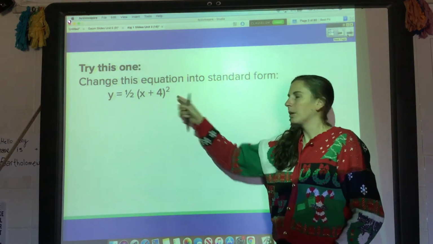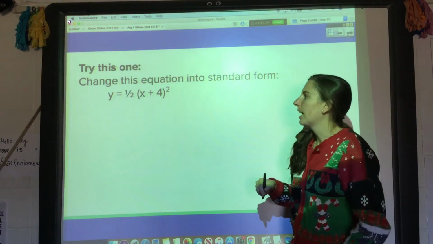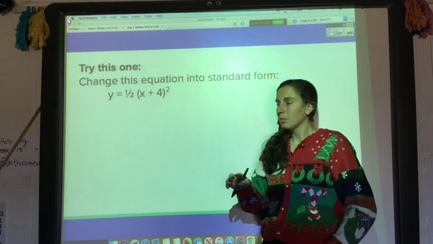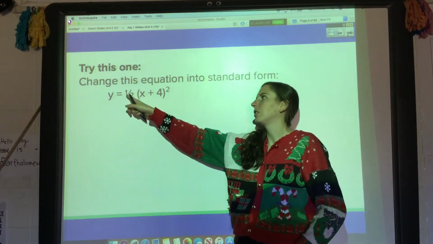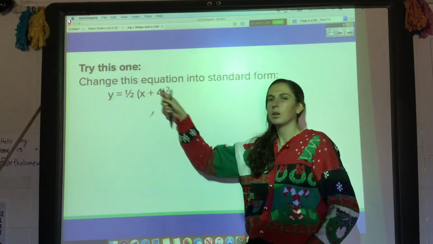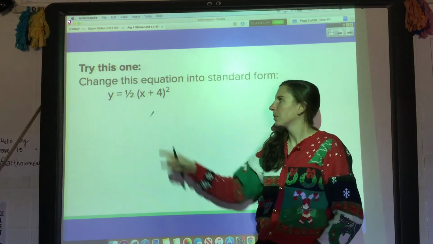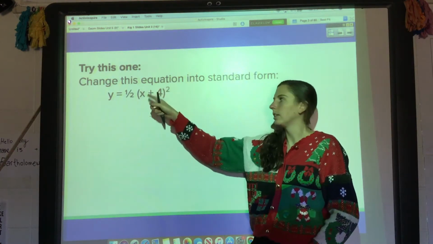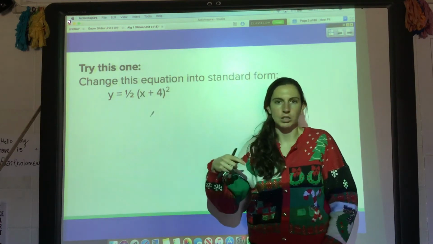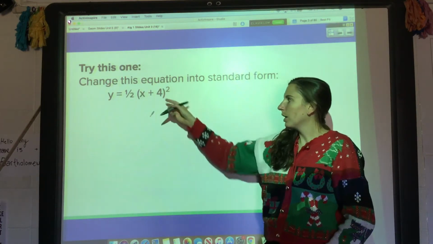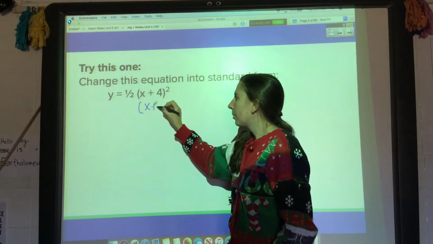There's no number on the end here, so I don't have to worry about that. But some people get confused and try to multiply the 1/2 right away. And you don't want to do that because, again, order of operations. You have to square it first. Exponents comes before multiplication. So to square it, again, remember that means multiply it by itself.